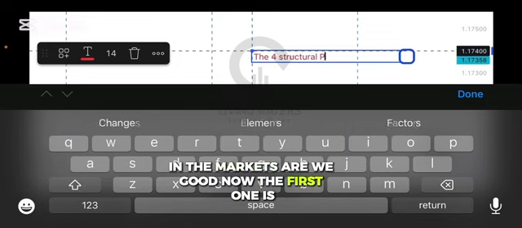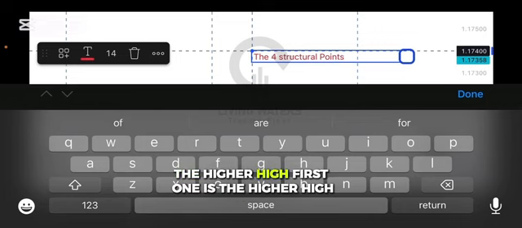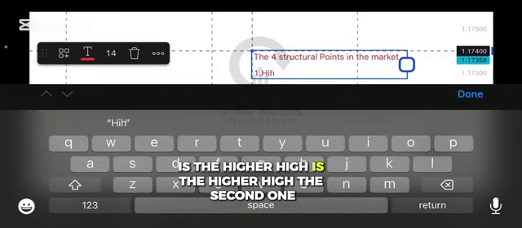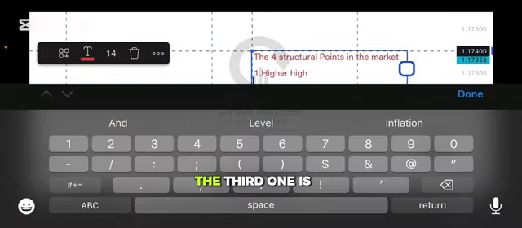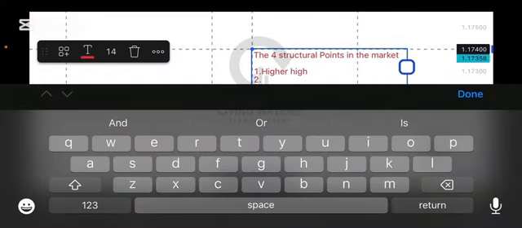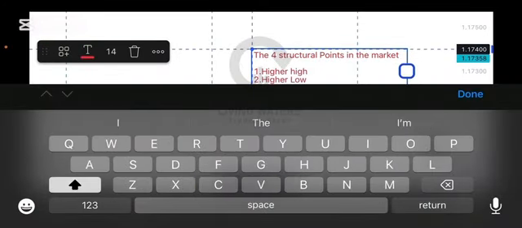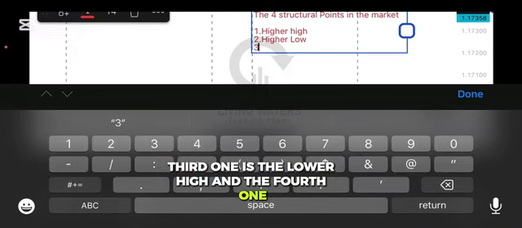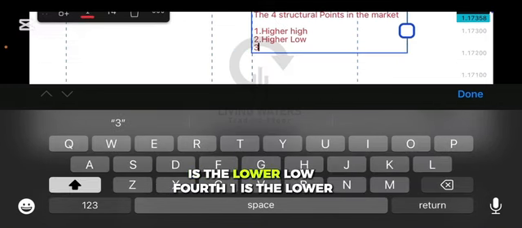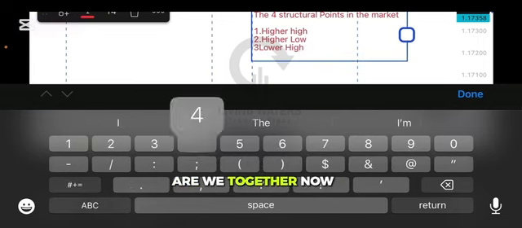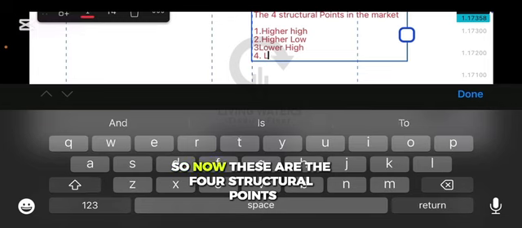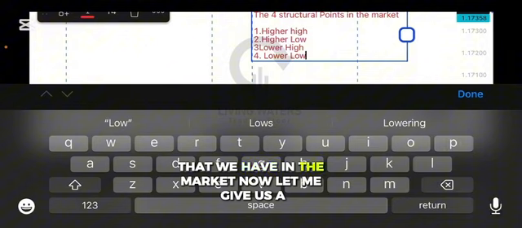Are we good now? The first one is the higher high. The second one is the higher low. The third one is the lower high, and the fourth one is the lower low. Are we together now? So now these are the 4 structural points that we have in the market.